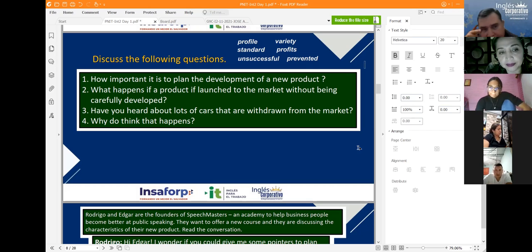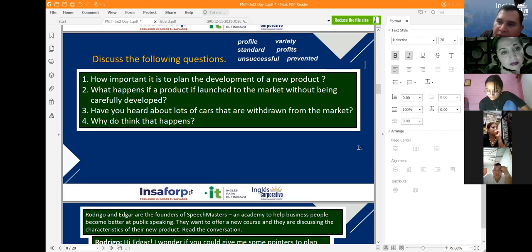Question number three. Have you heard about lots of cars that are withdrawn from the market? Teacher, I don't understand withdrawn. Removed, taken from the market, removed. Let's say the cars were introduced in the market, but for one reason or another, they didn't continue selling the brand.